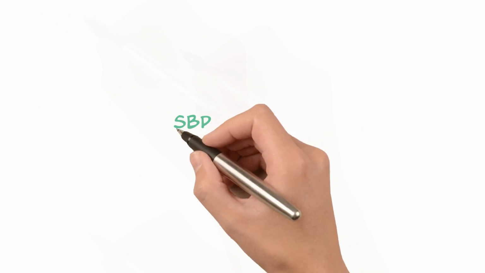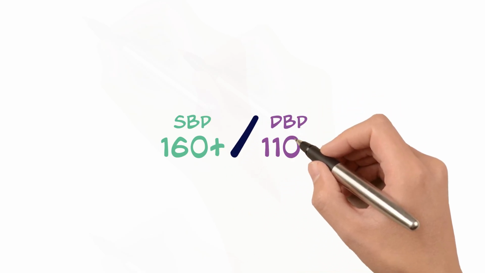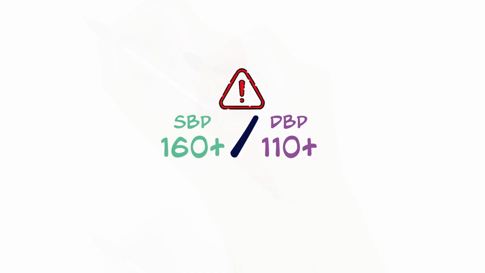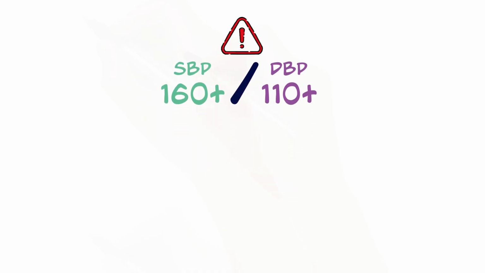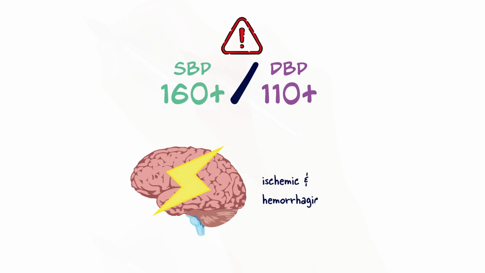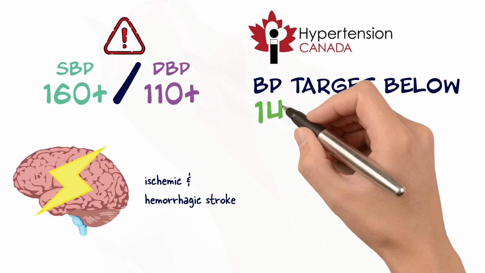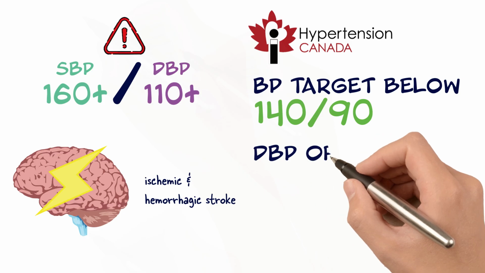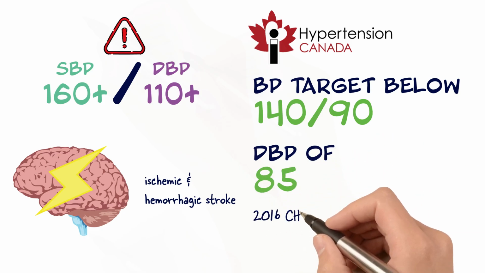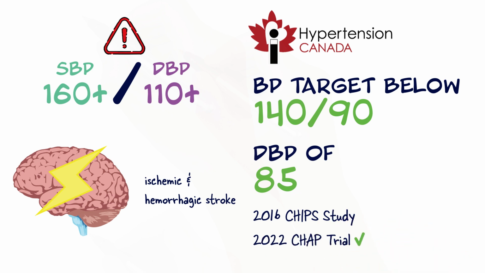A blood pressure of 160 systolic or more, and/or a diastolic blood pressure of 110 or more, is defined as severe hypertension, and at these blood pressure levels there is a significant danger for intracranial events such as ischemic and hemorrhagic stroke. Hypertension Canada recommends a blood pressure target below 140/90 or a diastolic blood pressure of 85 based on the 2016 CHIPS study. The 2022 CHAP trial confirmed the safety of this target in patients with chronic hypertension during pregnancy.